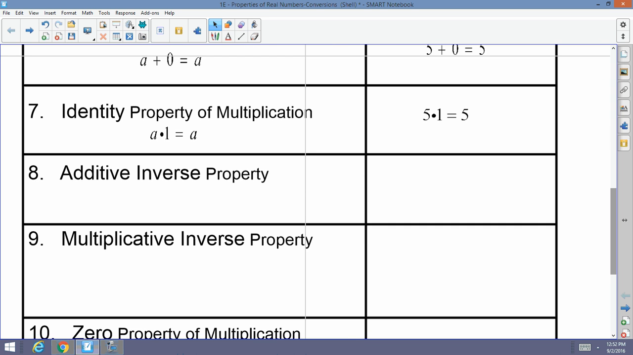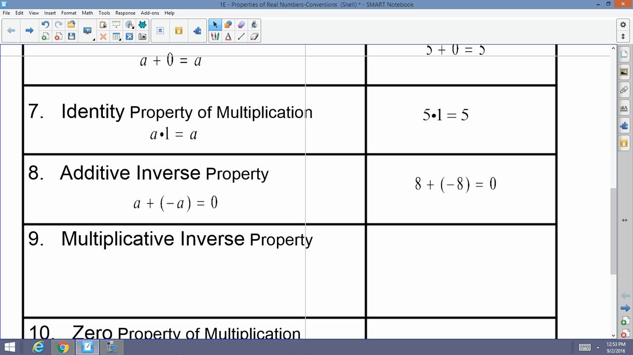Okay, the additive inverse property, this we've already seen, but I want to make sure that I give you a nice, complete, concise, detailed list of all of the properties of real numbers. So the additive inverse property, if you remember, states that a plus a negative a equals 0. In other words, any number plus its opposite equals 0. For example, 8 plus a negative 8 equals 0. All right, so any number plus its opposite equals 0.